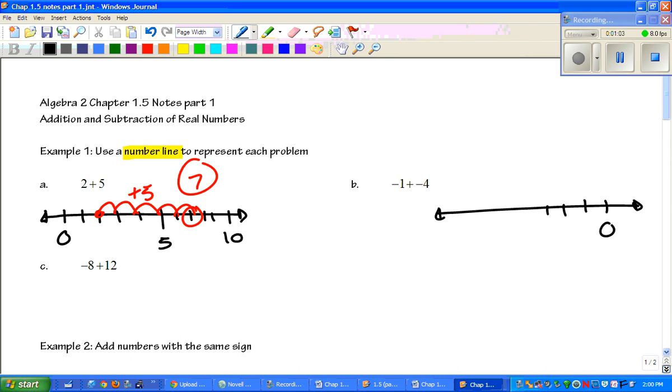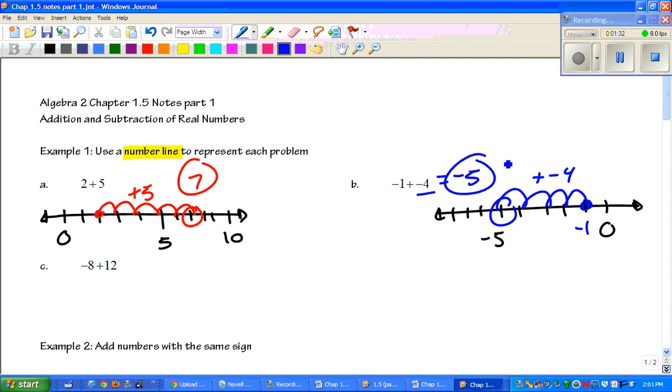Except here, negative 5. We're starting with a negative, so we're going to start at negative 1 right here. We're going to add, but we're adding negative 4. So we're going to add 1, 2, 3, 4. We are adding a negative 4, so we go backwards. And our answer is negative 5.